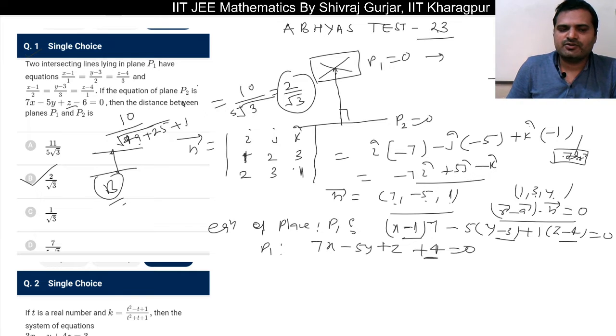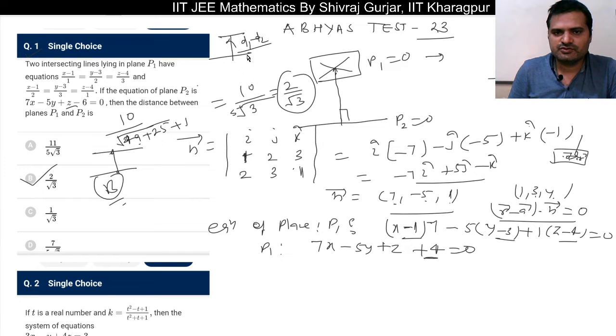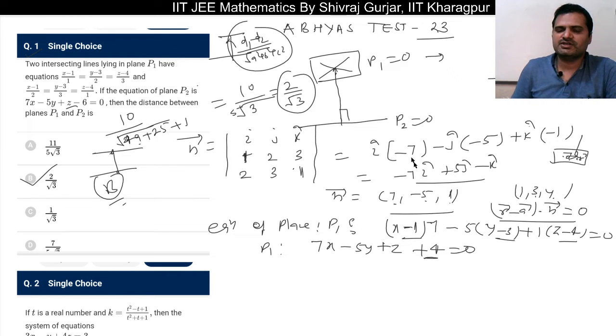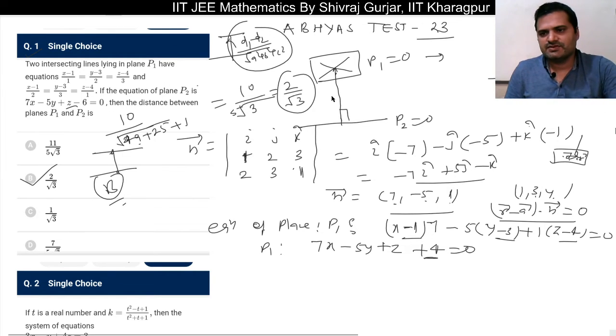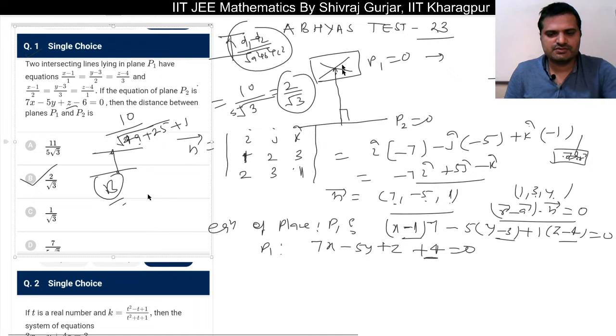So then P1 and P2 are parallel planes, so the distance between two parallel planes will be d1 minus d2 divided by the square root of a square plus b square plus c square, where d1 and d2 are the constants in the equation of the planes. So this was easy. Let us move to the next question.